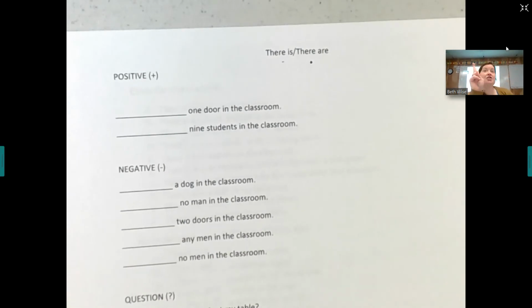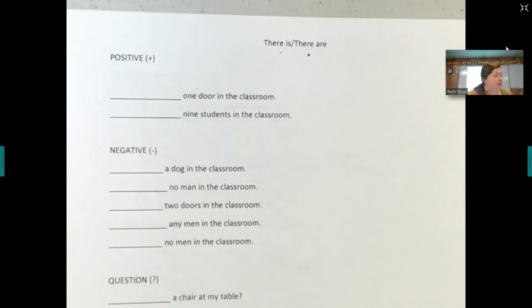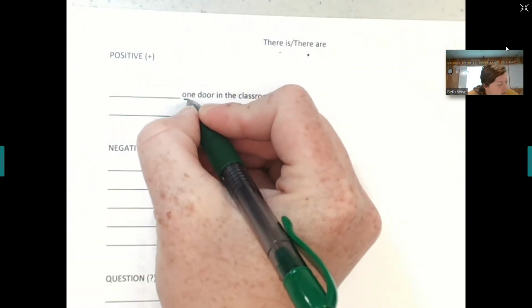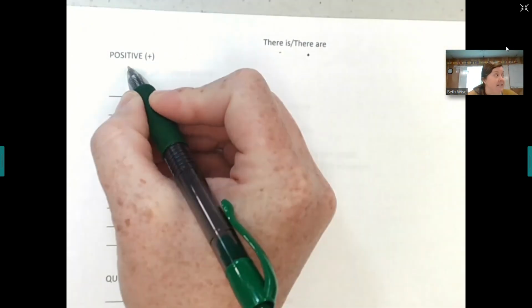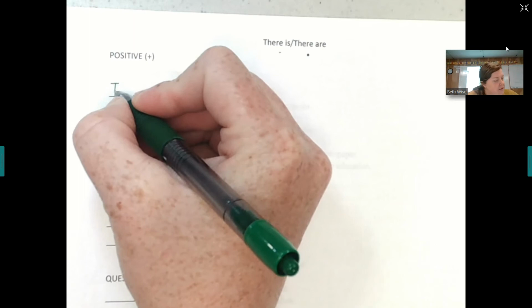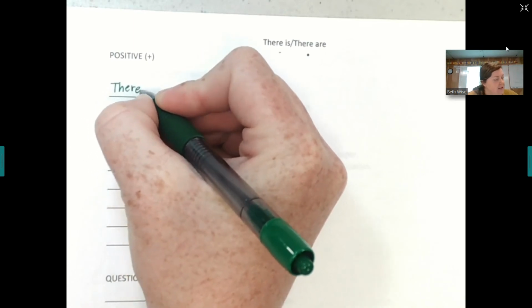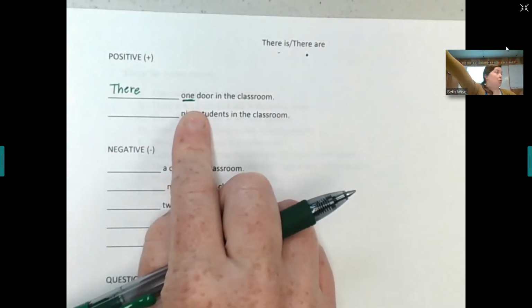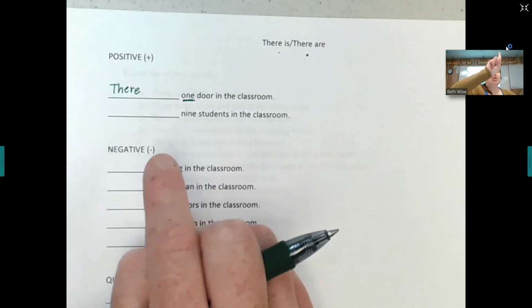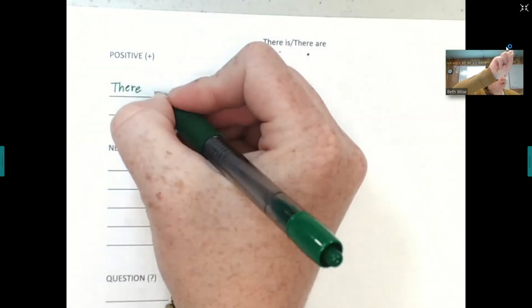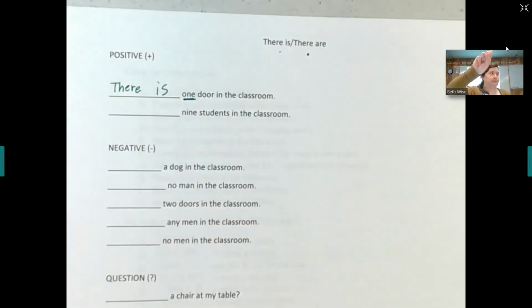Okay? In English, we have two. All right? Two different words for I. Okay. So I want you to look at this for the first one. This is positive. Okay? So we're going to use there. There's one door. Okay? So because there's only one, we're going to use there is. There is one door in the classroom.